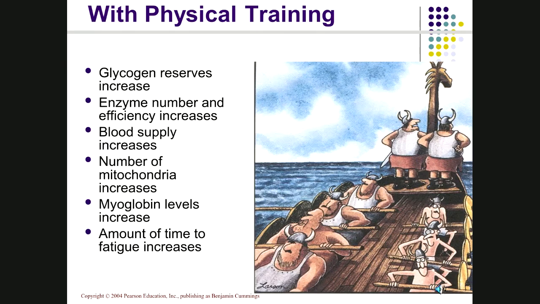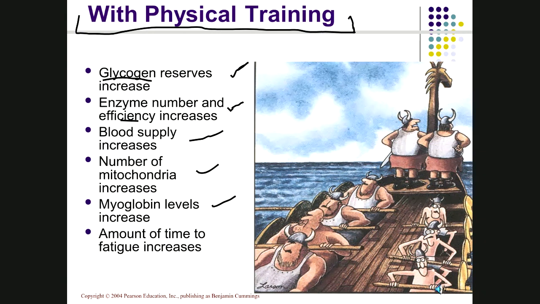But no matter which type of muscle fiber it is, you can make it work better. So with physical training, you get a bunch of different things happening. The amount of glucose that's stored goes up, glycogen. The enzyme goes up, the number and efficiency. The blood supply goes up, mitochondrial levels go up, myoglobin levels go up. And so all those things are going to make you faster, they're going to make you stronger. They're also going to make you get tired less or a lot longer. So you're going to not fatigue.